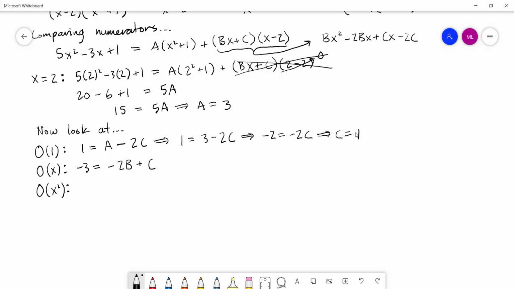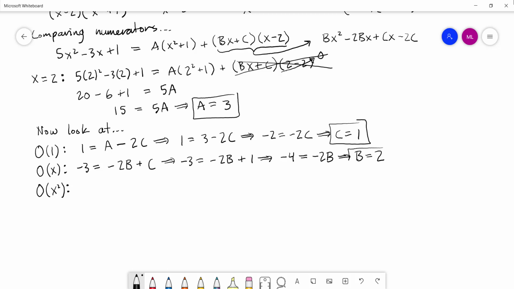But I already found what c is. We just found that c was equal to 1. So this is really going to say negative 3 is equal to negative 2b plus 1. And I can subtract 1 from both sides. And once I've subtracted 1 from both sides, I'll have negative 4 is equal to negative 2b. Divide both sides by negative 2, and we will get that b is equal to 2. And so now I've got all of my constants. There's A, there's C, and there's B. And this one turned out to be unnecessary.